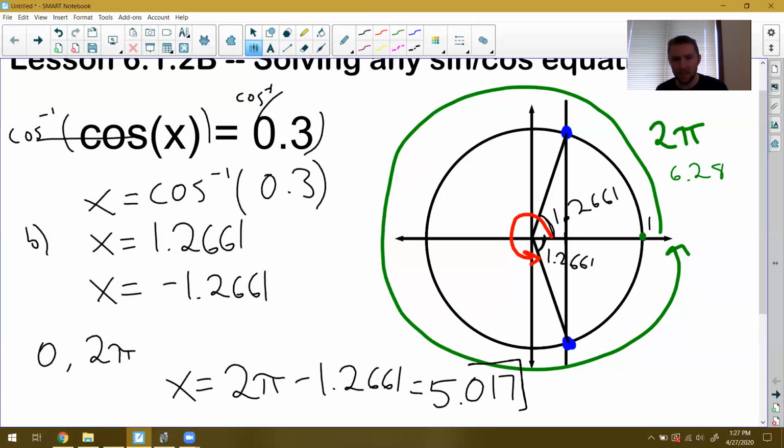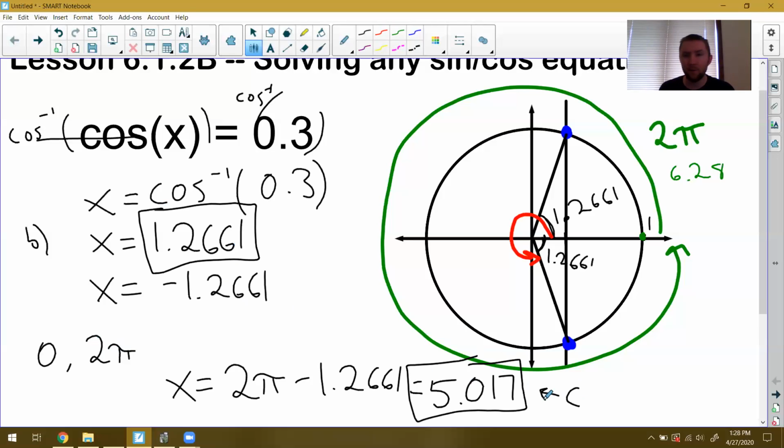All right, so this answer is between 0 and 2 pi, right? Because remember, 2 pi is 6.28, so 5.017 is between 0 and 2 pi. This answer is also between 0 and 2 pi. Those two answers are the two answers on the unit circle. So that's basically what number 25C is looking for, this number right there. How did you find it? Well, we did 2 pi, the whole circle, minus the answer we got from our calculator.